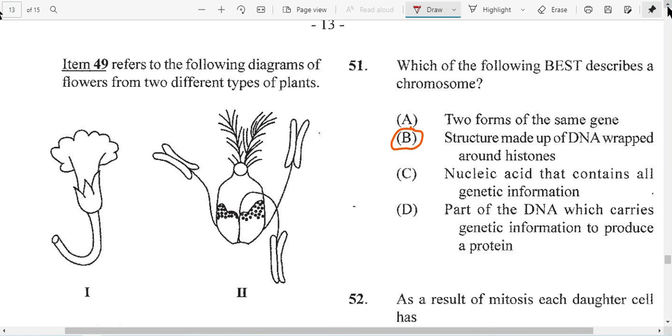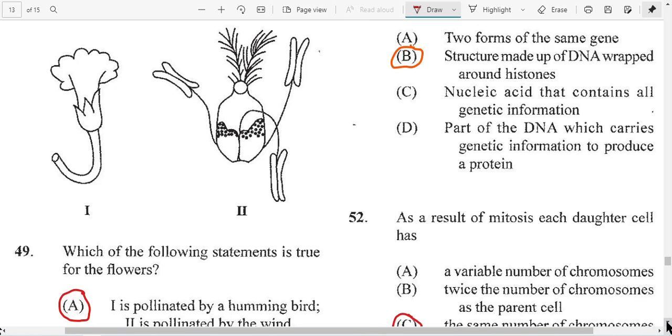Item 49 refers to the following diagram of flowers from two different types of plant. Now, I like to identify the wind pollinated flower at all times. Once I'm seeing the anther sticking out and that feather-like flower at the top, I know that this is a wind pollinated plant. And once I'm seeing the inflorescence, I know that this is going to be something that is pollinated by probably an insect or hummingbird. The question wants us to look at which of the following statements is true of the flowers.